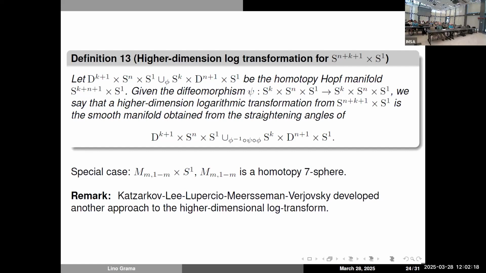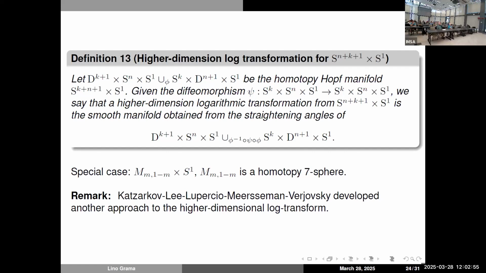And we start with the disk decomposition of these high-dimensional Hopf manifolds. And we perform the same surgery. We remove a fiber and glue by an orientation-reversing diffeomorphism, via these straightening angles. Okay? The disk decomposition, the removal of the fiber and the gluing are done in a way similar to the four-dimensional log transform. And we are interested in the special case of having a homotopy sphere times S1.